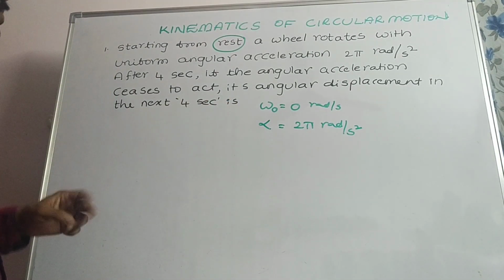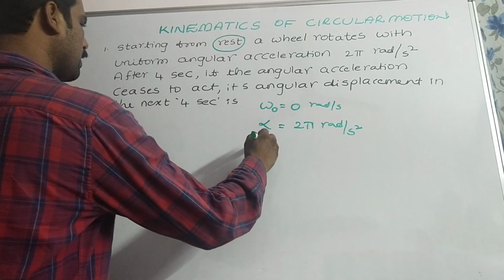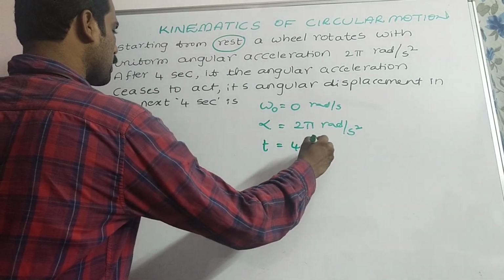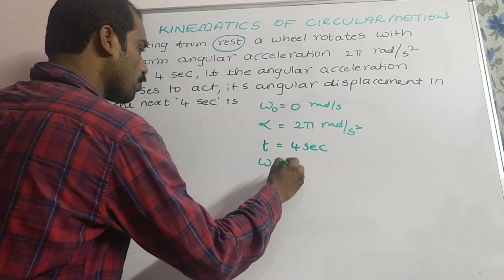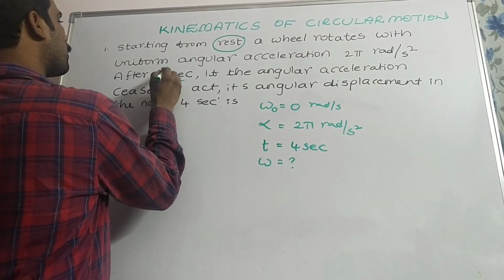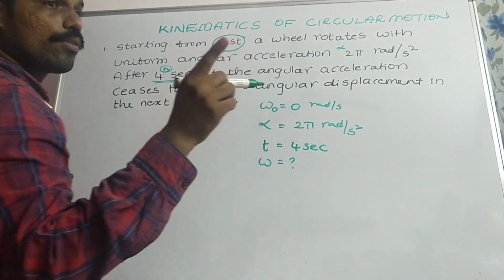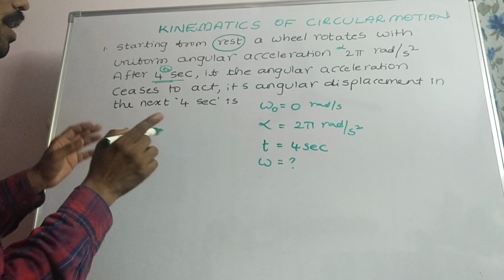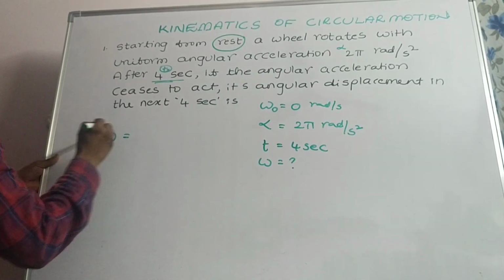After 4 seconds the angular acceleration ceases to act. Here we have the time provided, t is equal to 4 seconds. After that, it attains a certain final angular velocity, say omega is equal to question mark. First of all, we have to find the final angular velocity.